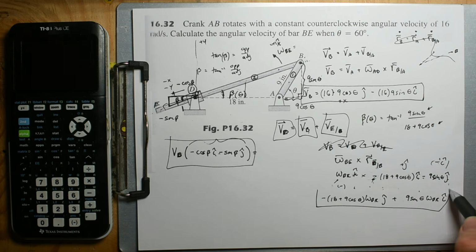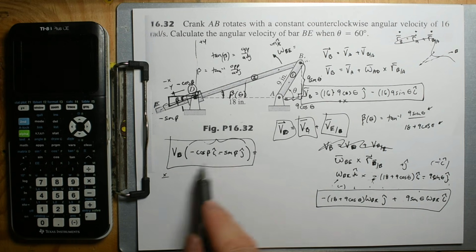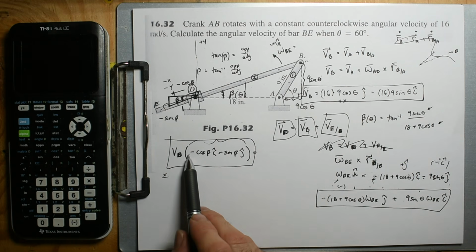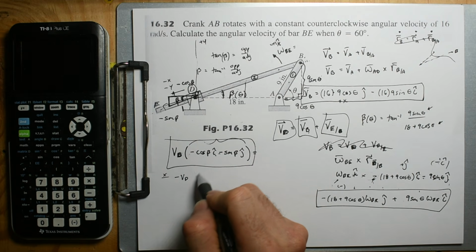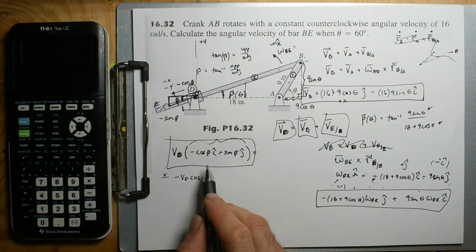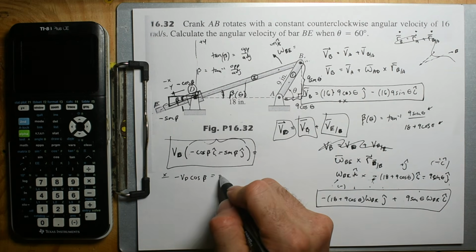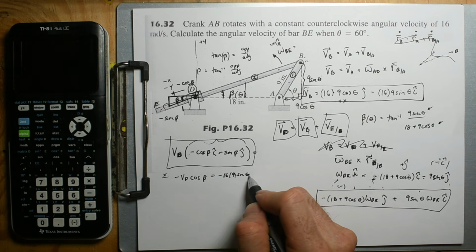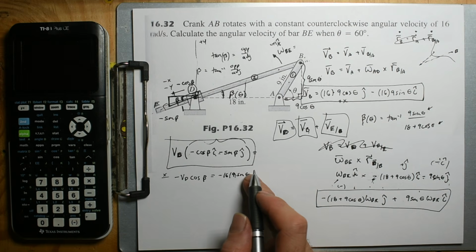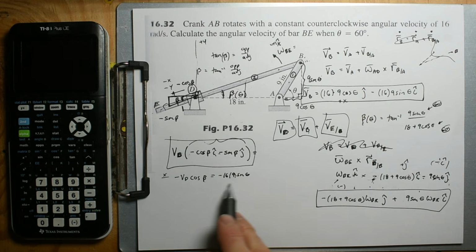Alright, so now we're set. So now what we do is we can take the x direction components, just the i components, and in this equation I have negative VD cosine beta is equal to the i component here, negative 9 sine theta omega BE. Theta is going to be 60, but beta is also going to be this where we input 60. We haven't done that either yet.